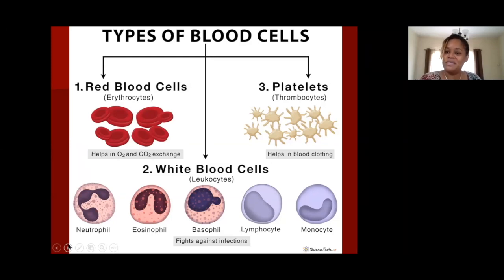So red blood cells are also known as erythrocytes. You know, science, we like to make things so complicated. White blood cells are also known as leukocytes, and our platelets are referred to as thrombocytes, okay? So you can use these terms interchangeably.